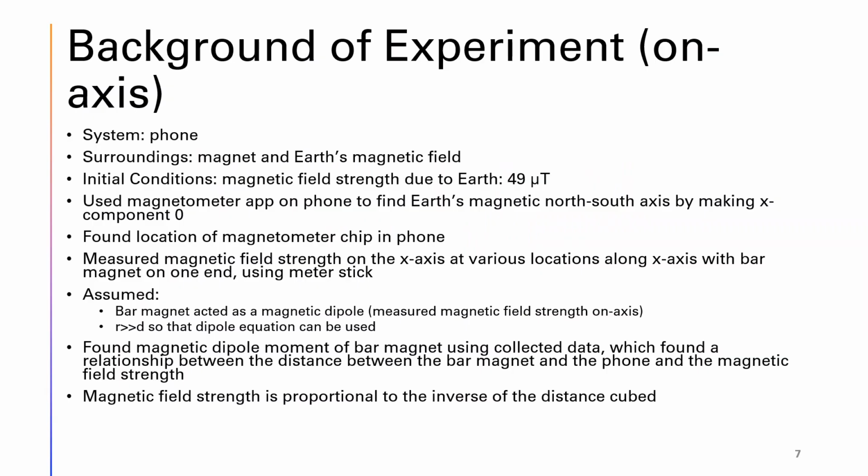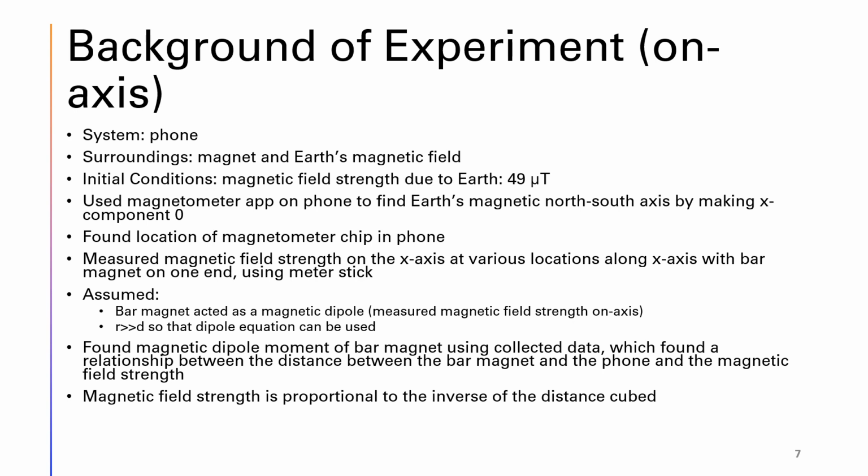Experiment: the system was the phone, the surroundings were the magnet and Earth's magnetic field, and the initial conditions included the magnetic field strength due to Earth at Atlanta being 49 microteslas. I used the magnetometer app to find Earth's magnetic north-south axis, and I found the location of the magnetometer chip in the phone. I measured the magnetic field strength on the x-axis at various locations with the bar magnet on one end, using a meter stick to find the distances.